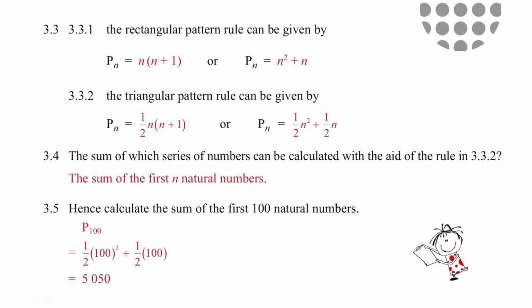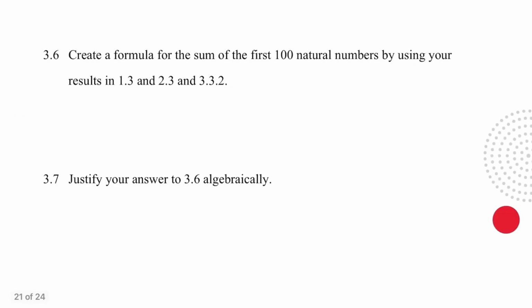Okay, so our rectangular number pattern should be becoming more familiar. Half of that gives us the triangular number pattern, which is rather convenient and helpful. What we have now is a formula for the sum of the first n natural numbers. So if we want to add all the numbers from 1 to 100 without any gaps in between, we simply take a half of 100 squared, a half of 100, and we get an answer of 5,050. Pause the video and try these on your own.